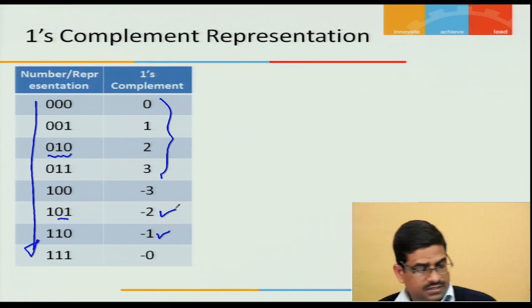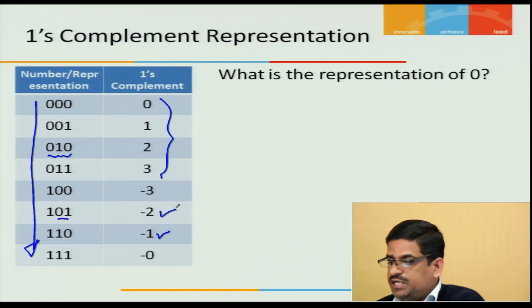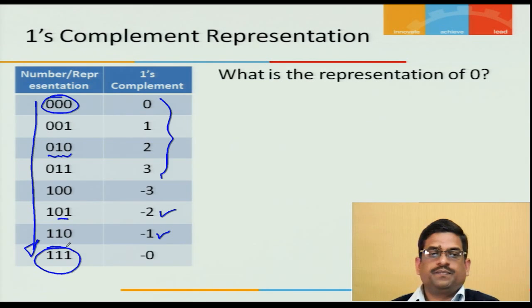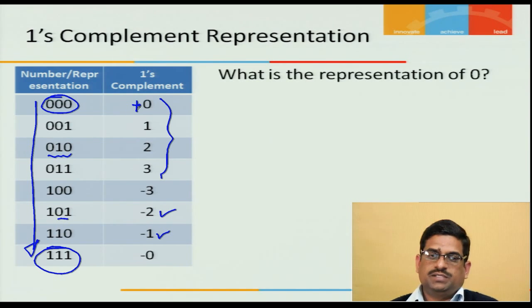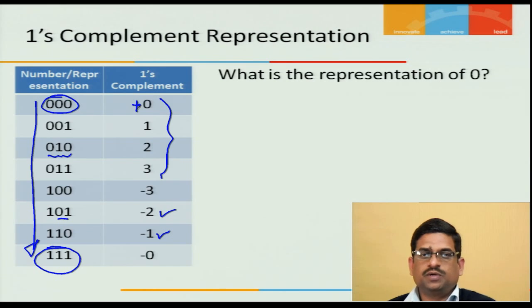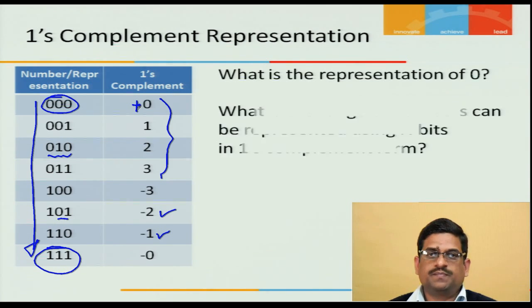Here also you can see the representation of 0. There are two representations of 0, one here and one here. One you can say is plus 0, the other you can name minus 0. So there are two representations of 0, and that is one of the causes of a problem. We will see later how it creates a problem.